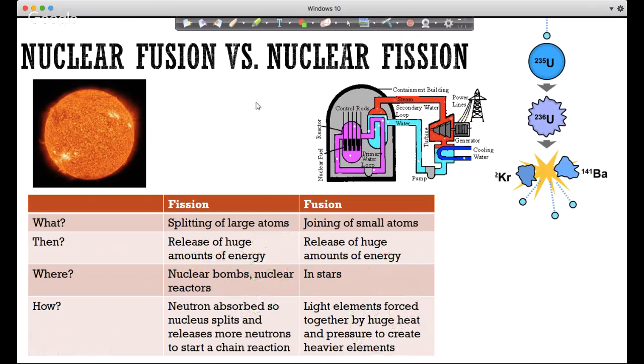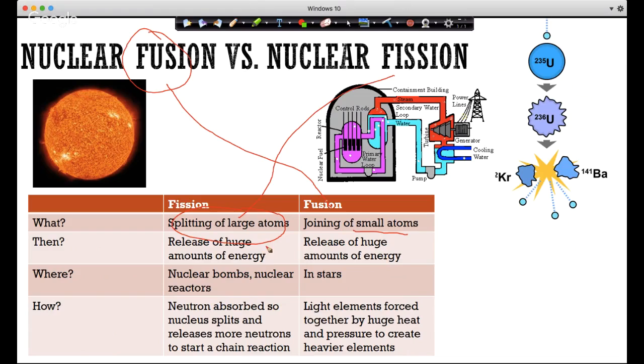So, nuclear fission versus nuclear fusion. What's the difference between these two things? The clue, don't forget, is in the name. To fuse means to join together. So fusion is the joining of small atoms. Fission is the splitting of large atoms.